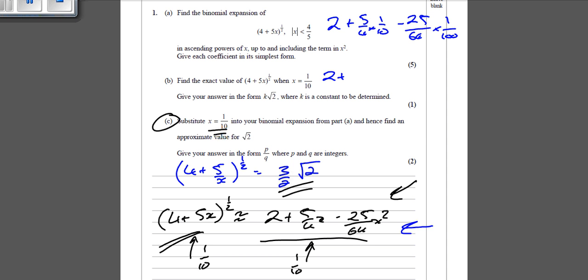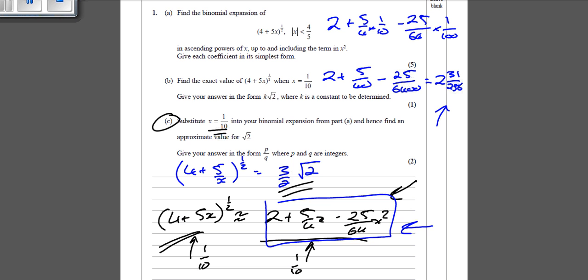So it's going to be 2 plus 5 over 40 minus 25 over 6400. And then if you simplify that, you should get 2 and 31 over 256. So that's what you get when you substitute 1/10 into our approximation. But we know that that actually equals 3 root 2, and they want us to find an approximate value for root 2.